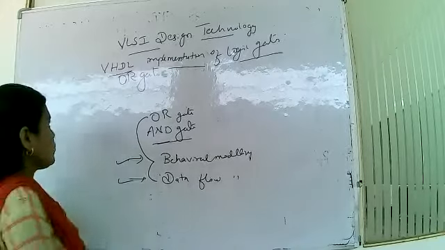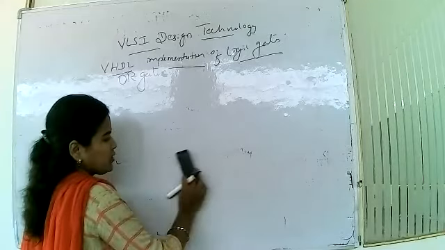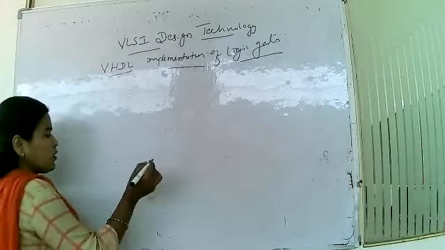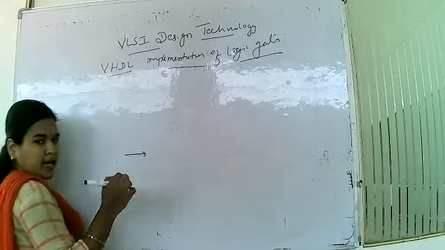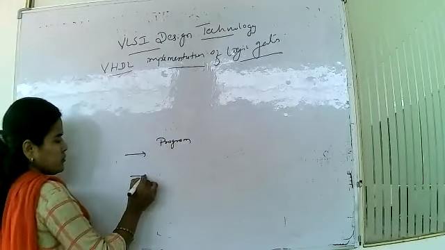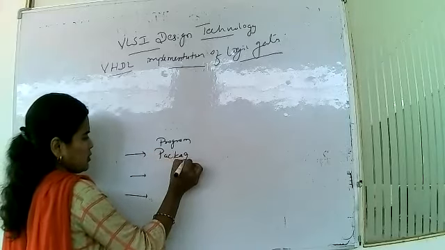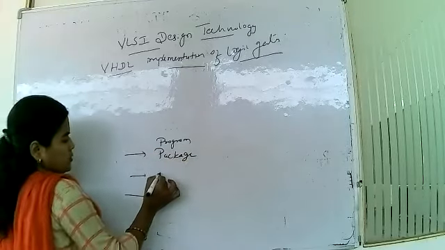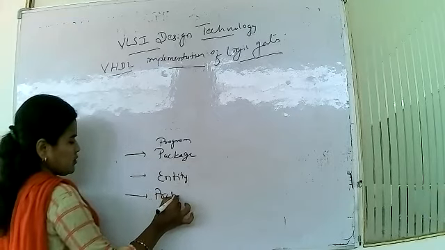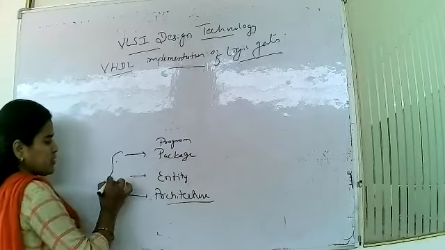So now we are studying the VHDL implementation of the logic gates, which means we are studying programming. I already told you many times that the program has three sections. First is the package, second is the entity, and third is the architecture.